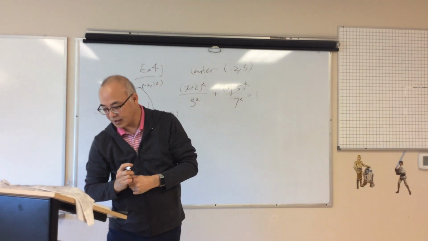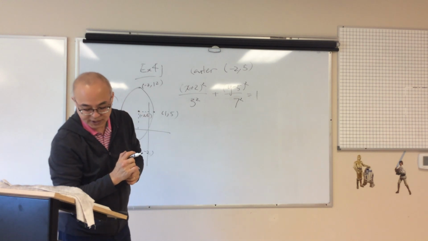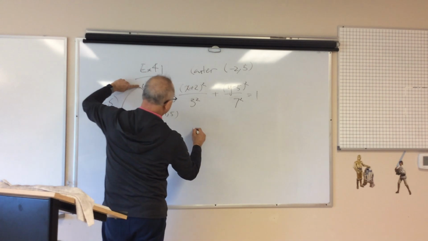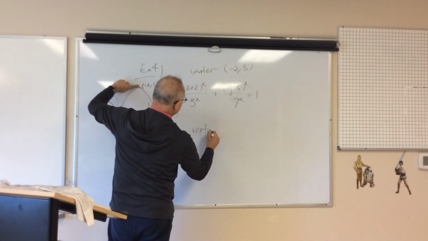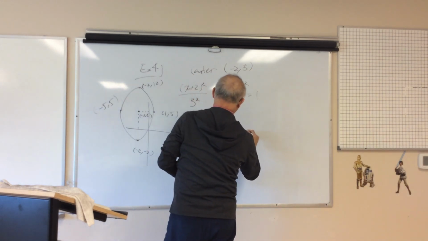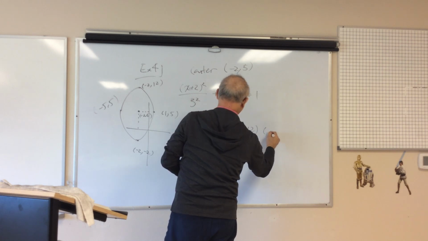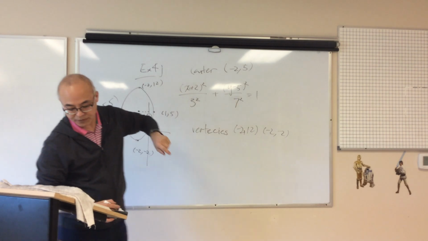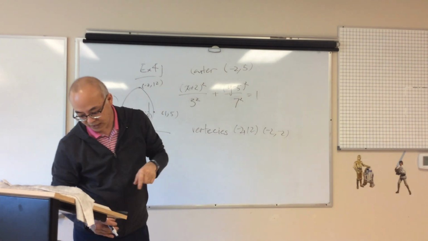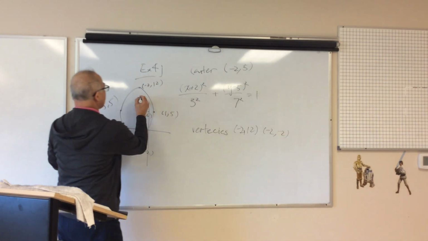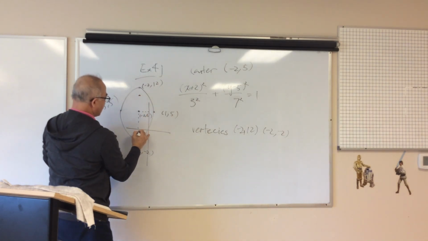And what do I need to find? They wanted me to find the vertices. So the vertices are right here: negative 2 and 12, negative 2 and negative 2. I already found the center up there. And then I need the foci. So my foci are going to be right here and here somewhere.